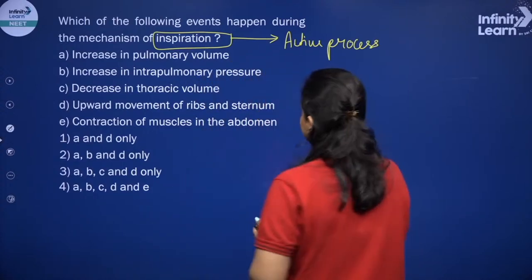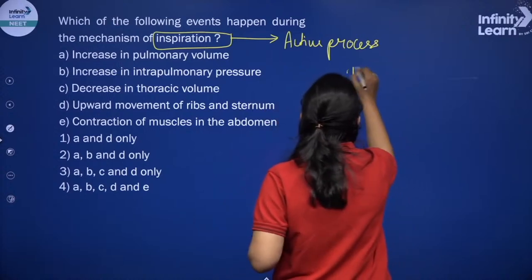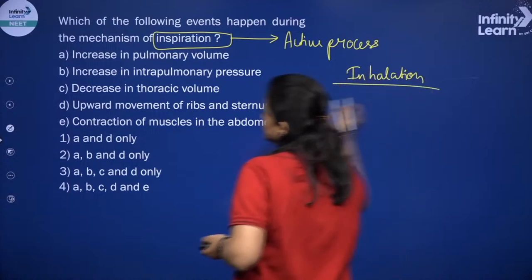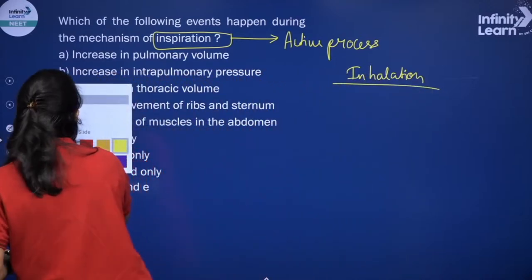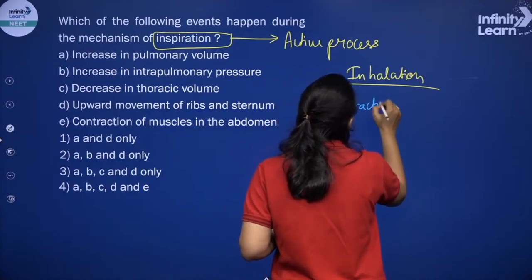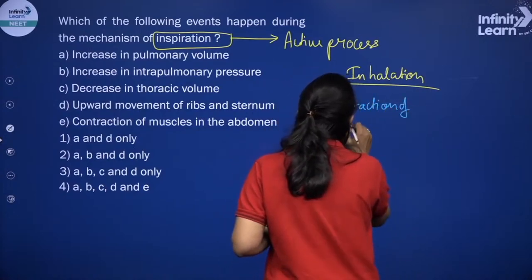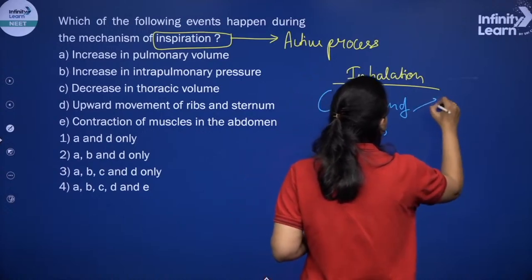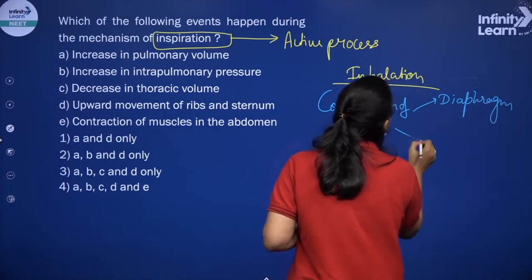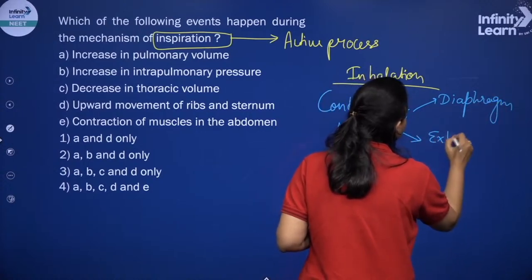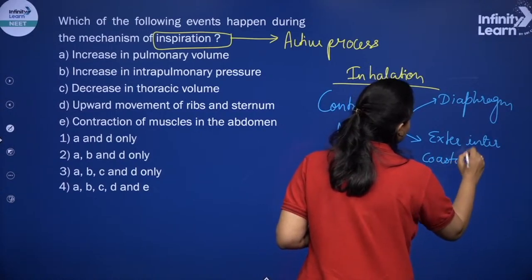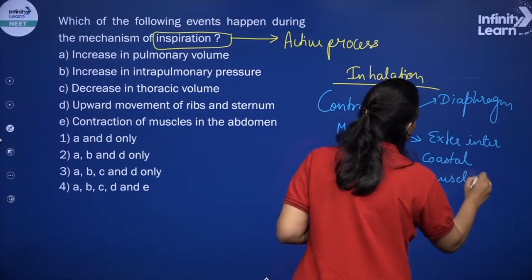Let's write it down, everything. So what happens during inhalation? During inhalation, there is contraction of two muscles. There is contraction of muscles. And which are these muscles? The diaphragm and the external intercostal muscle. Right? And what will happen?